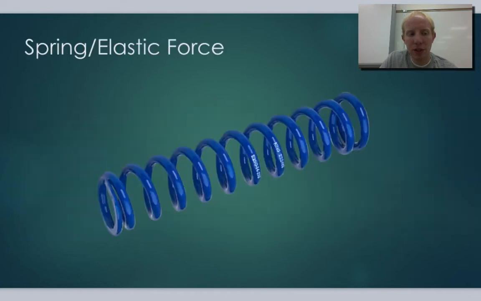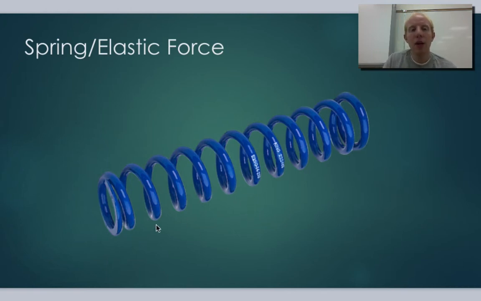Other forces you'll see are spring and elastic forces. When you compress a spring or you pull on a bungee cord, those types of things are going to be spring and elastic forces. Basically, an object that can change its shape but wants to go back. So when you compress or pull on a spring, it wants to go back to its original shape. That's the spring and elastic forces.